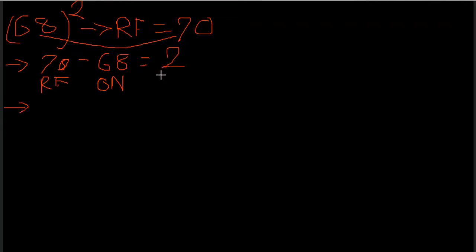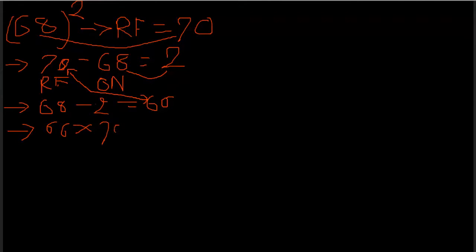Now in our second step, we need to take the difference of whatever we got in our first step and our original number. So the difference between 68 and 2 would be 66. In the third step, we need to multiply the result we got in our second step and the round figure. So the multiplication of 66 and 70 is very easy to find out.